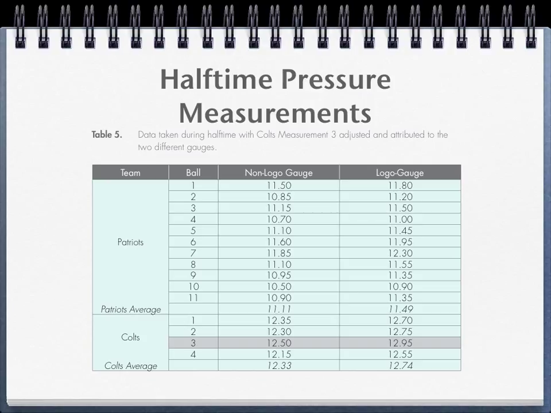I should note that there is some confusion with regard to the raw data that occurred during halftime. Apparently the gauges were swapped between the Patriots and the Colts, and ball number 3, apparently the data was swapped independent of that swap. So I've taken one of the tables of 3 that appears to be the most likely valid numbers for the measurements.